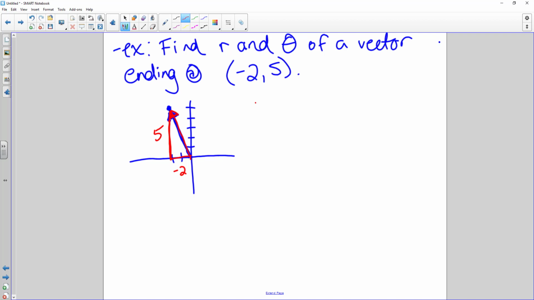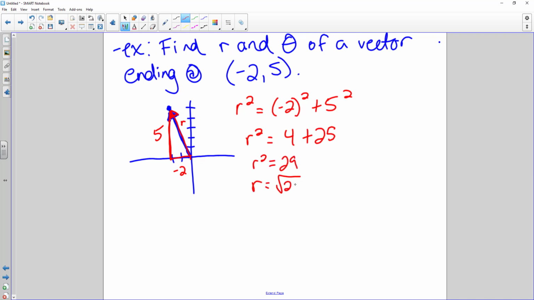So first, if I want to find my magnitude, my r, let's write this as r squared equals -2 squared plus 5 squared. So I've got 4 plus 25 is 29. So r is the square root of 29, or approximately 5.39. So 5.39 is my magnitude.